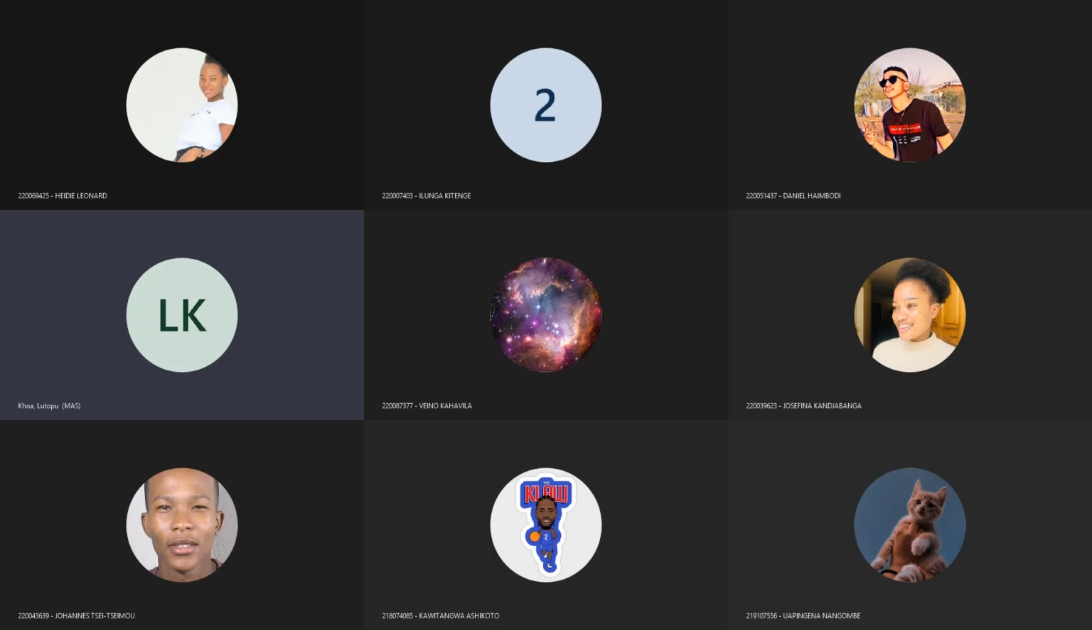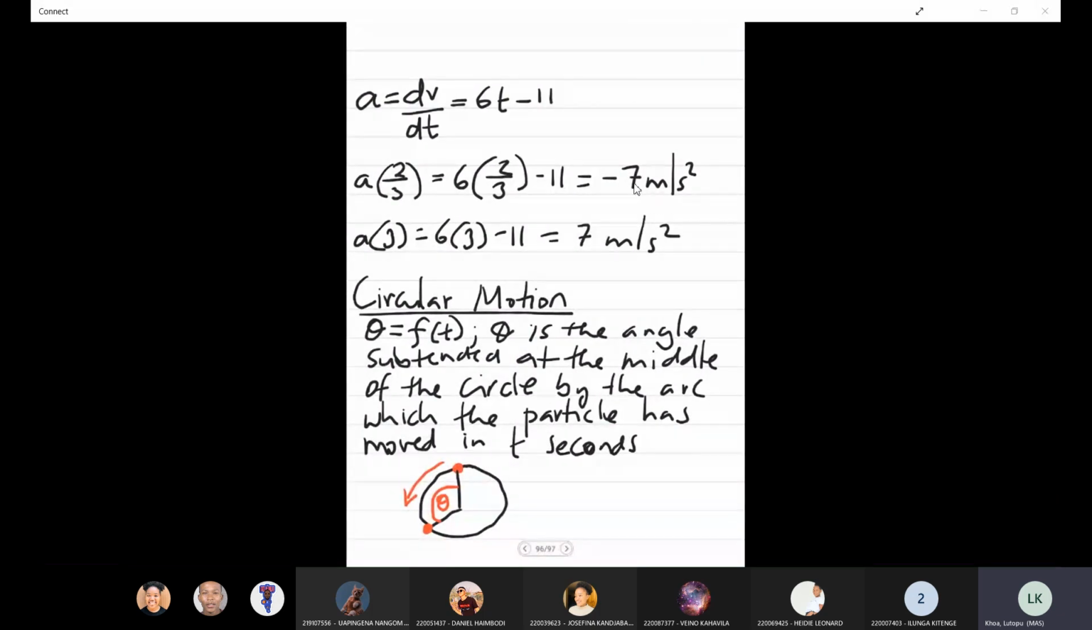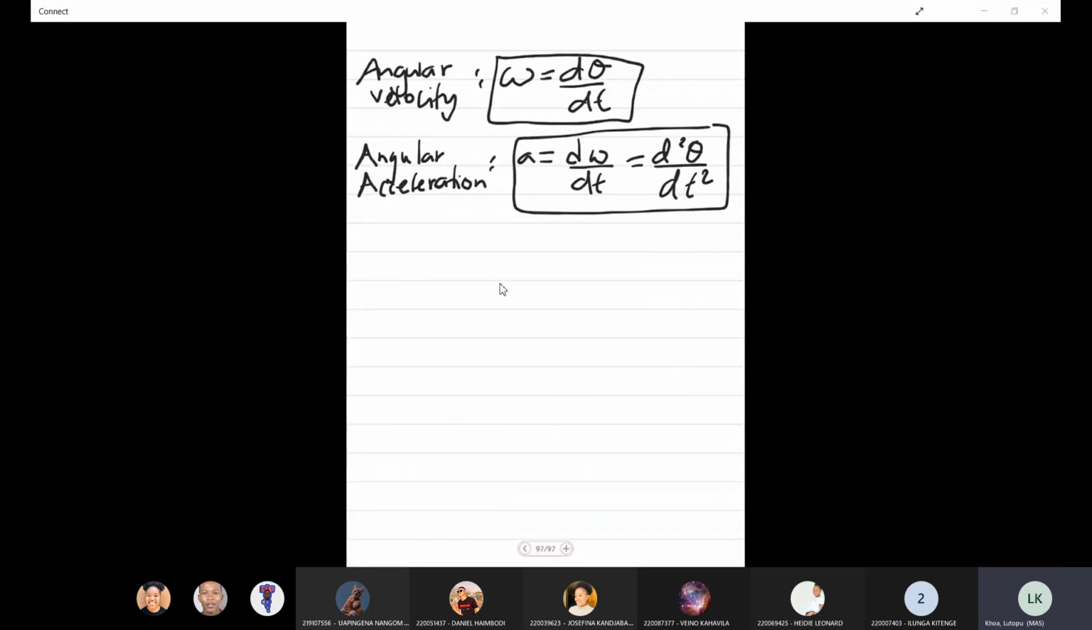So today we continue with velocity, acceleration, and displacement, which we started yesterday. We stopped with circular motion, and we said that motion in a circle is dealt with pretty much the same way that we deal with motion in a straight line, except here our displacement is an angle instead of a length.